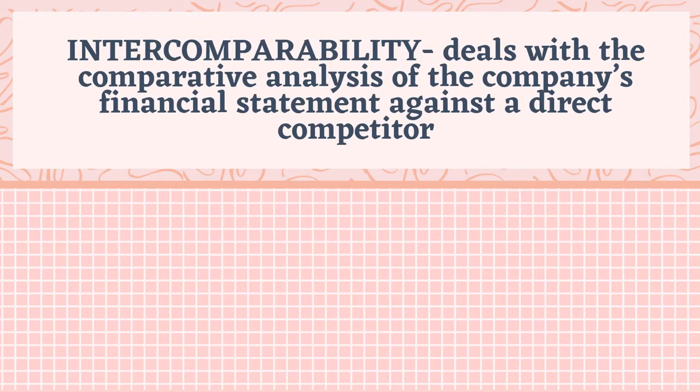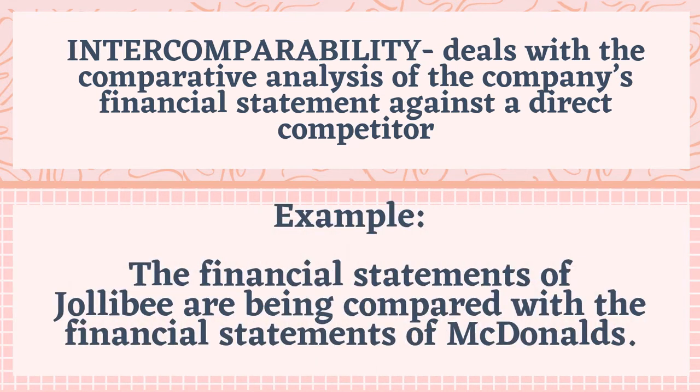Second is intercomparability. It deals with the comparative analysis of the company's financial statement against a direct competitor. Example niyan, the financial statements of Jollibee are being compared with the financial statements of McDonald's. This is a very valuable tool, especially for companies that do not have the monopoly of the market. More than anything else, the direct competitor's financial statement could show if our entity underperformed or overachieved in the recently concluded accounting period.